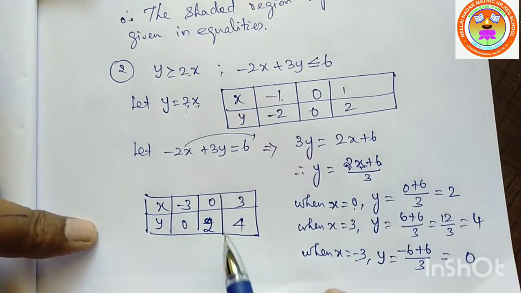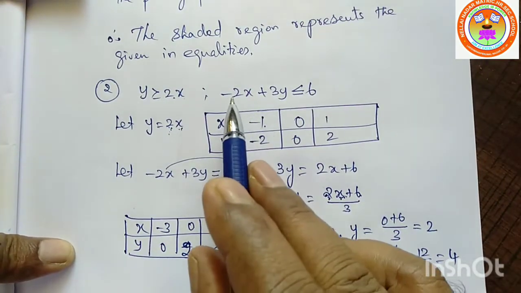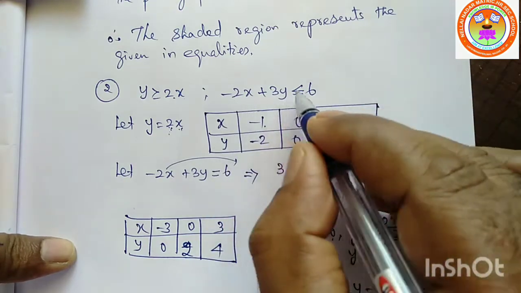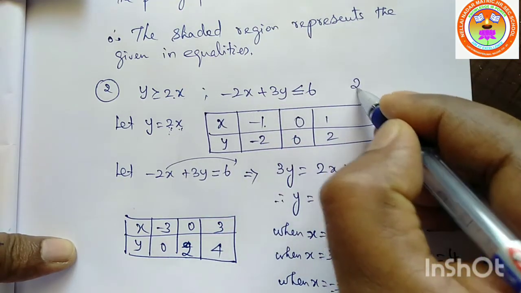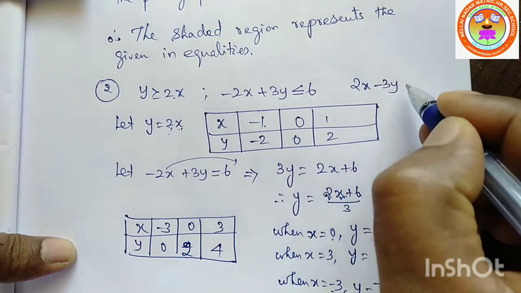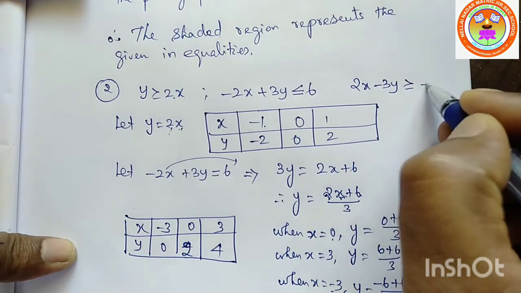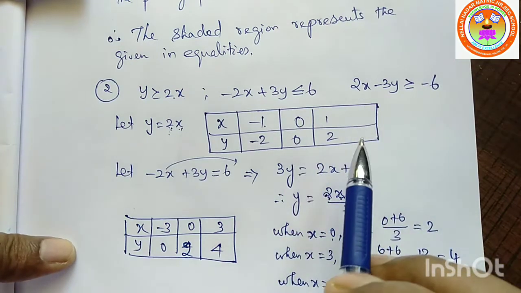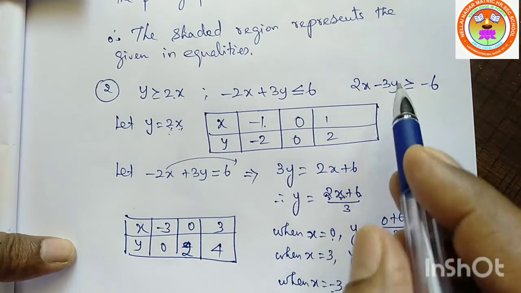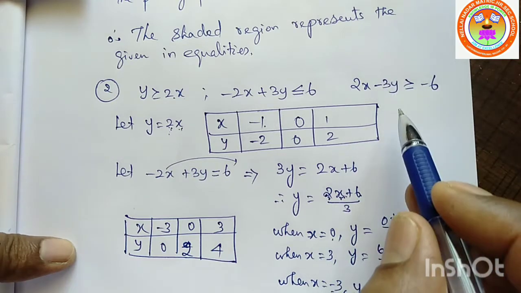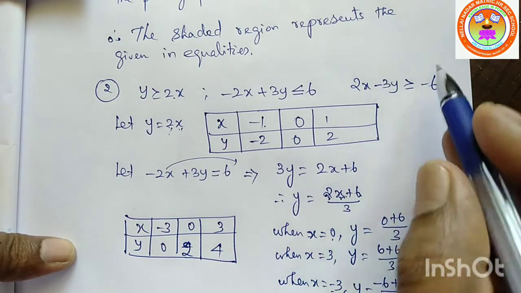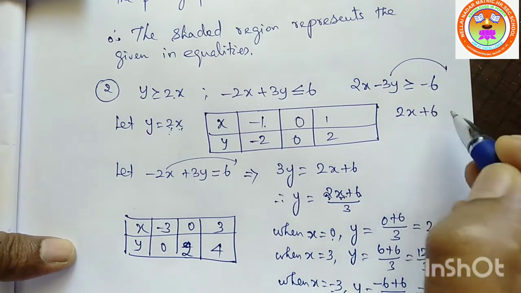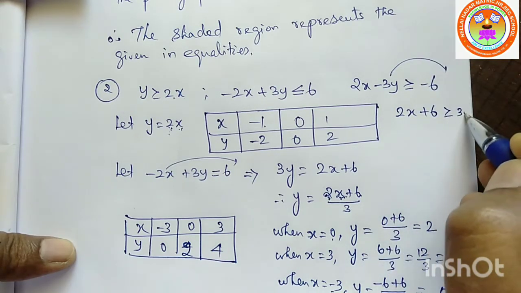See the first inequality. If you are multiplying by minus 1, what will happen? It will become 2x minus 3y is greater than or equal to minus 6. So, from this we can find y, right? So, what about y? 2x plus 6 is greater than or equal to 3y.